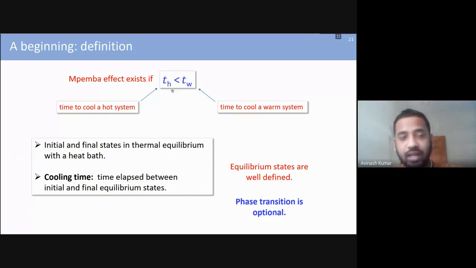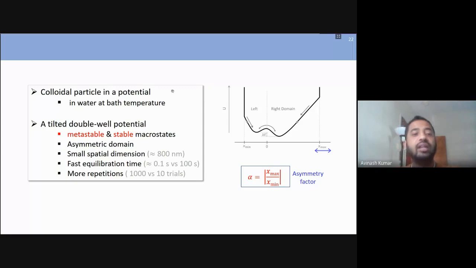So after having a proper definition, we now look at our experimental setup. We have a colloidal particle which is diffusing in a potential in water at the bath temperature, and the shape of the potential is a tilted double well potential, which has a metastable state and a stable state. And the overall potential is situated in a very small spatial domain, around 800 nanometers, which allows us to have a faster equilibration time of the particles in this potential, which will further allow us to do many repetitions of the experiment to create an ensemble state of the system at intermediate times as it relaxes to the equilibrium.